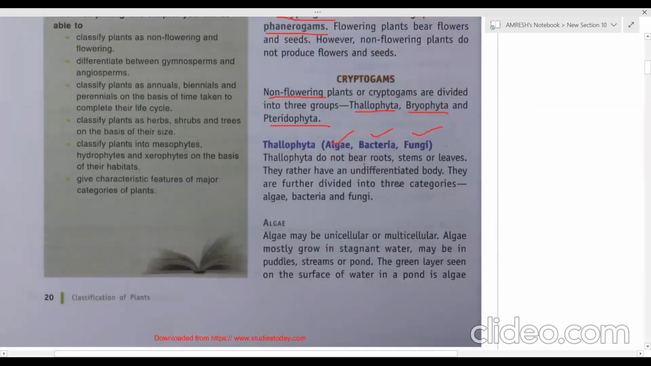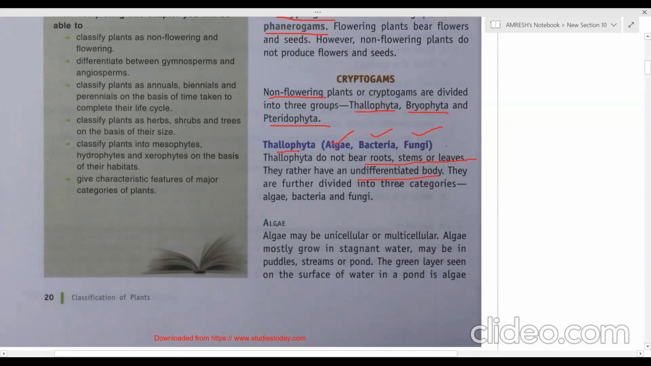Thallophyta do not bear roots, stems, or leaves. They rather have an undifferentiated body. See, when you will see a normal plant in your garden, you will see they have proper stem, they have a leaf, they have a root. But Thallophyta do not have a proper differentiated body. There you cannot differentiate between roots, stem, or leaf. You will see entire body is either single cell or they are a group of cells. You will not be able to differentiate between different parts of the plant. So that's why they are called thallophyta. They have a thallus body, single thallus body, no differentiation.